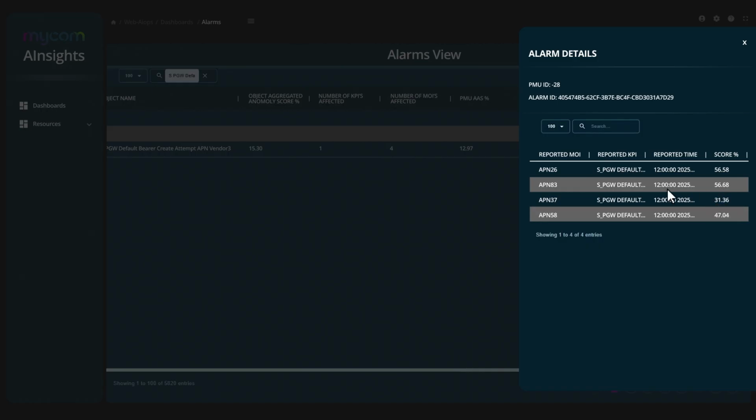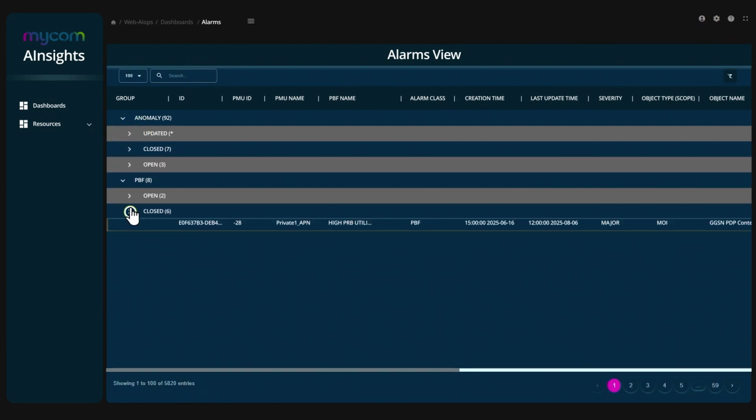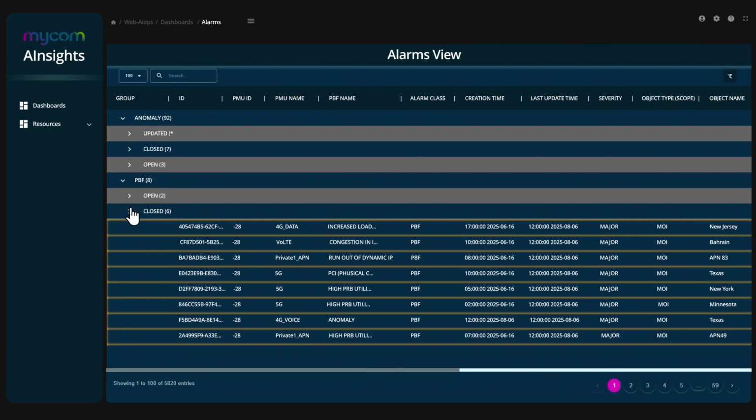I investigate further by looking for any PBF, problem behavioral fingerprint alarms. Let's do this now. Expanding the PBF alarms, I see one, with the root cause run out of dynamic IP, indicating the IP pool may be exhausted and needs expansion. AInsights identify this through pattern-based RCA, matching the KPI problem signature with patterns derived from network data.